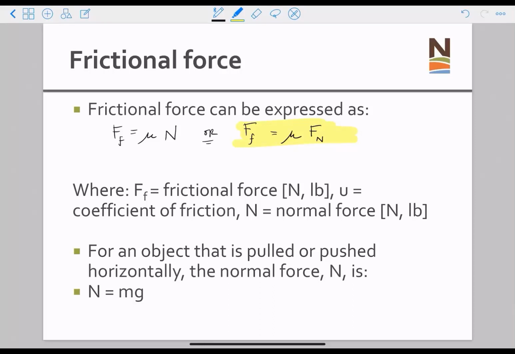Okay. For an object that is pulled or pushed horizontally, the normal force is often given as N equal to mg, or if I'm using that second equation up there, F sub N is equal to mg. Now you'll say, okay, well, what do you mean? Well, remember this, as I mentioned a couple slides ago, when we're dealing with, so I'll just draw a box again.